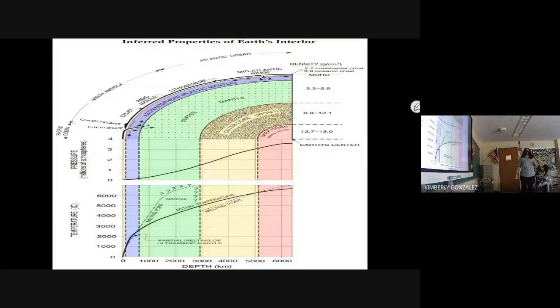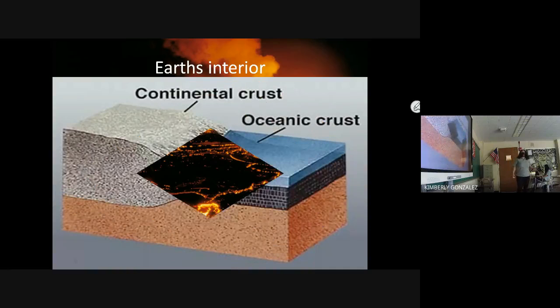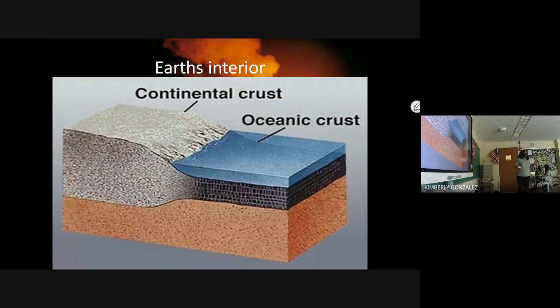It's also broken down by these little sections, these dotted lines. That's why I color-coded these, so that you can see them a little bit better. So we'll start with the continental crust versus the oceanic crust. The continental crust, you should know, it's the land that we live on. Then you have the oceanic crust, which is going to be the land under the water.